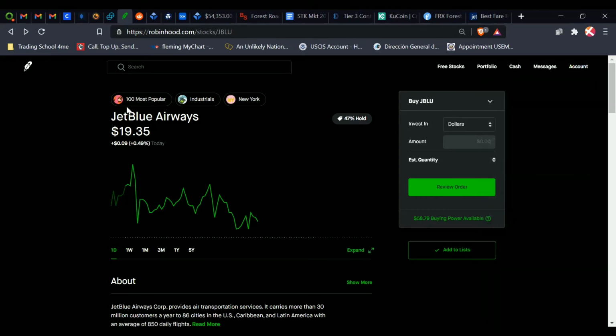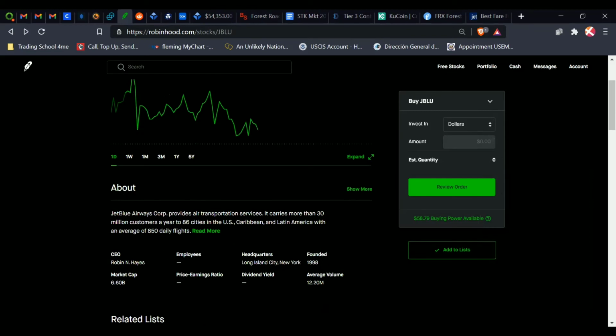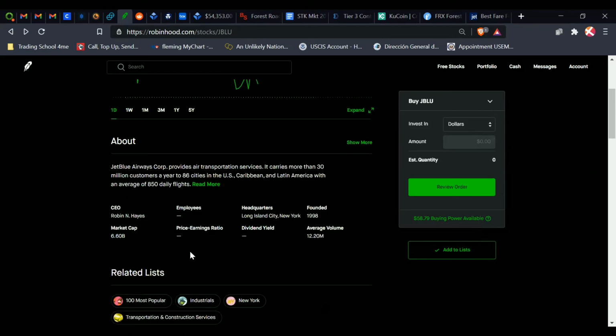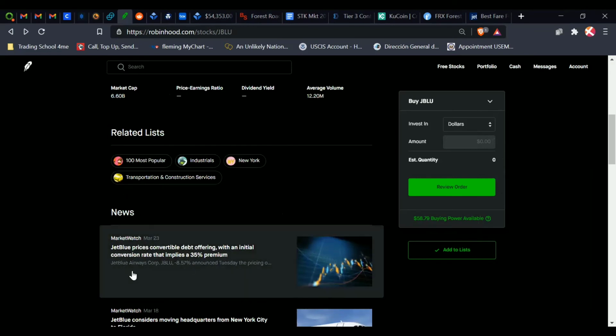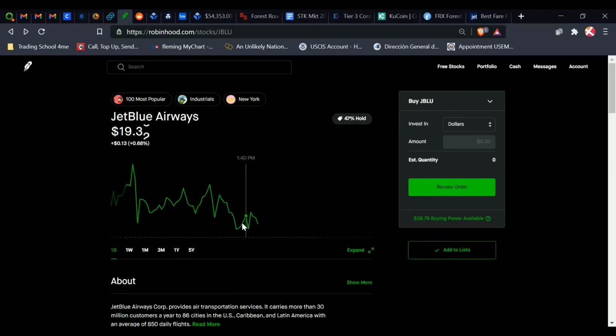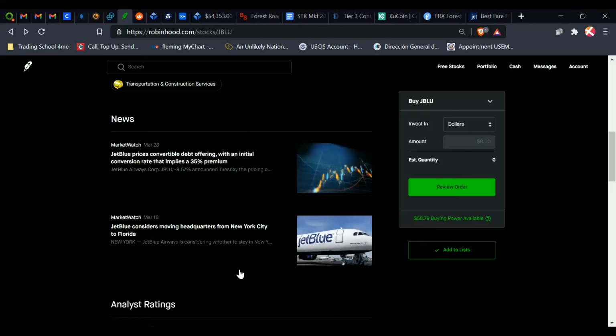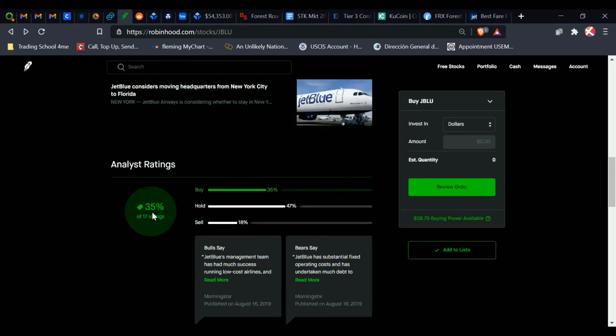So that's what now under JetBlue. You can see above JetBlue, 100 most popular stocks in industrials, New York. Then it tells you a little bit about the company, the CEO, Robin Hayes. Robin Hayes has done a pretty good job. As JetBlue gets ready to go to Europe, we're still expecting that news to come out, which hasn't come out officially yet. JetBlue prices convertible debt offering with an initial conversion rate that implies a 35% premium. So whatever happened, this stock fell because of that information, most probably. This was on March 18th, so it's not recent.